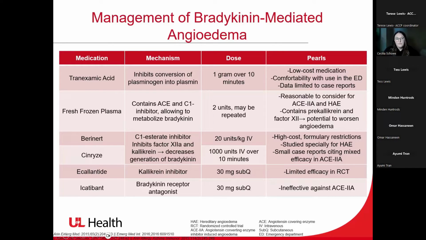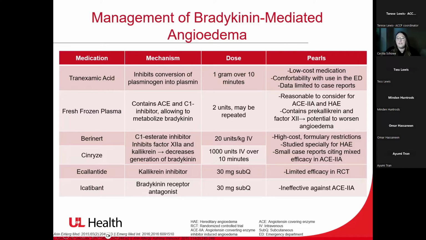So then our last 4 agents are going to be things like our C1 esterase inhibitors, kallikrein inhibitors, and our bradykinin receptor antagonists. A lot of these are high-cost medications. They're going to have formulary restrictions. Hospitals may or may not even carry some of these agents. So really the utility is going to be institution-specific. And these have mostly been studied in hereditary angioedema. And the data in ACE inhibitor-induced is quite rare and not very promising for a lot of these.